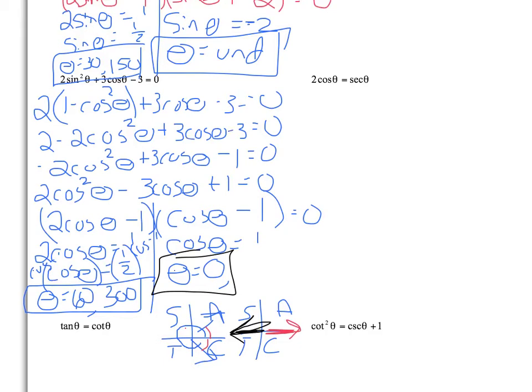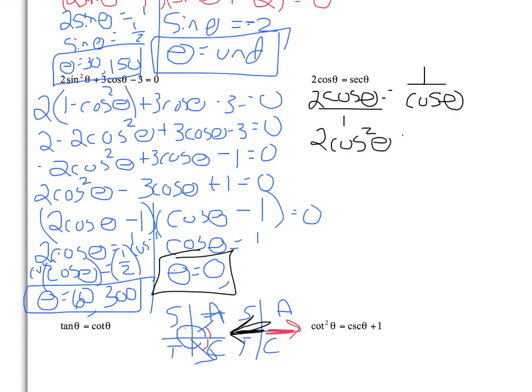This next one, notice there's no squareds in it or anything. So let's just change it around the way we already know how. You know secant is equal to 1 over cos theta. When you see a fraction like that, you're going to want to cross multiply. So you're going to get 2 cos squared theta equals 1. We can actually solve this using the square root method, so we can divide by 2. So we'll get cos squared theta equals 1/2.